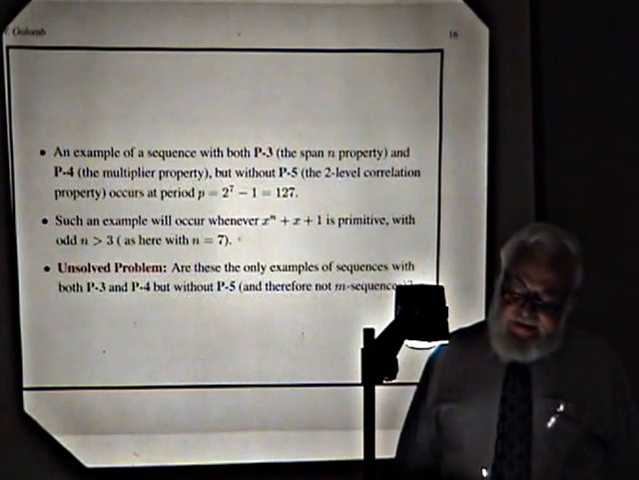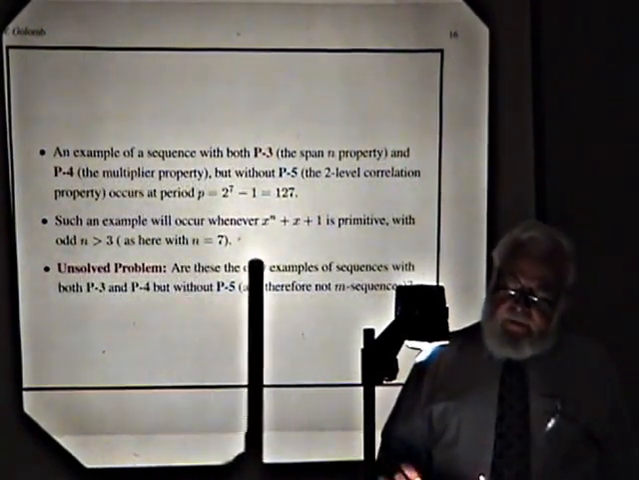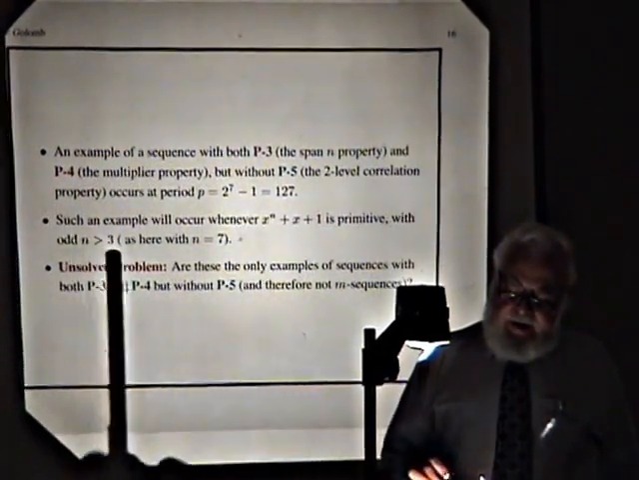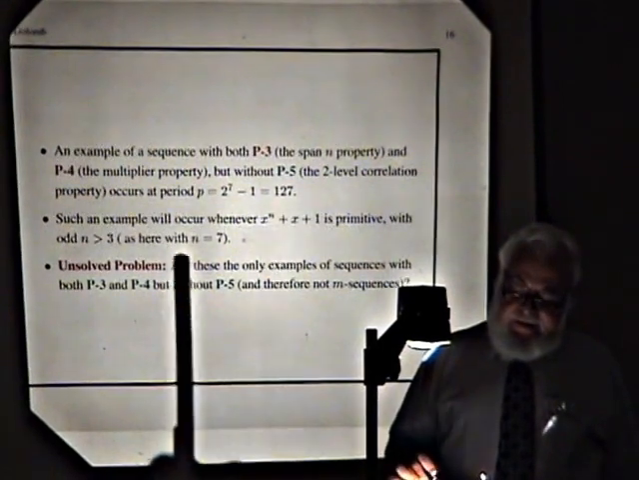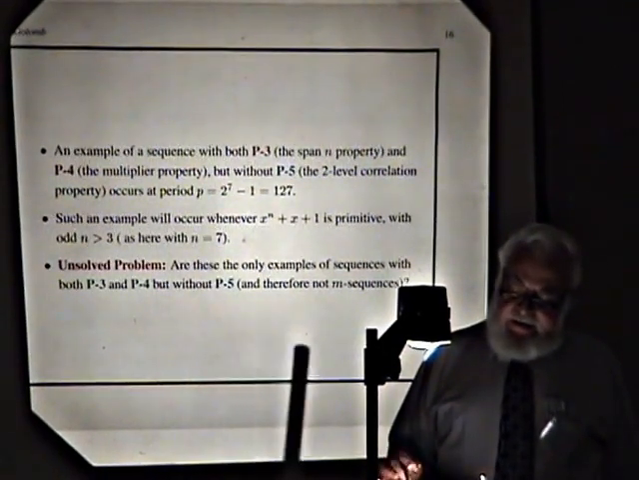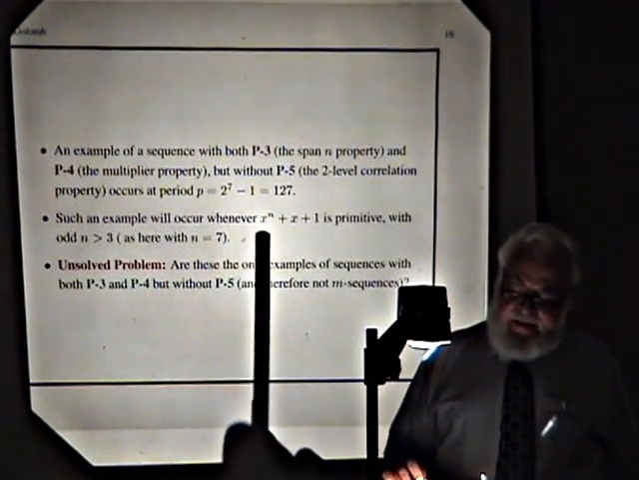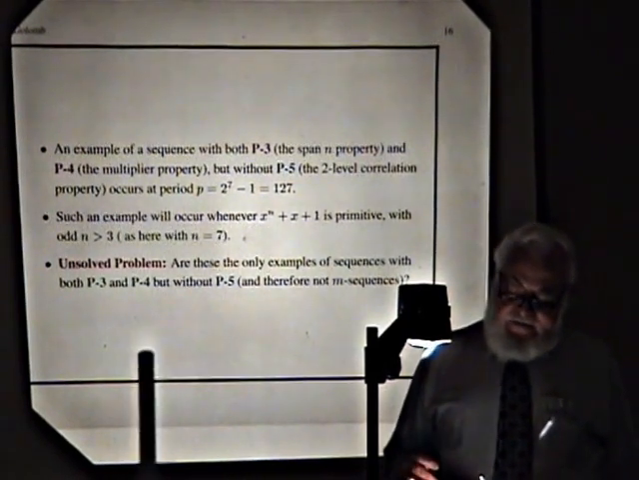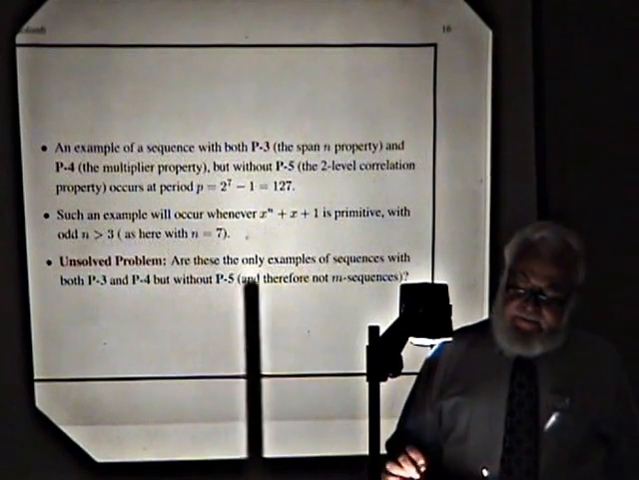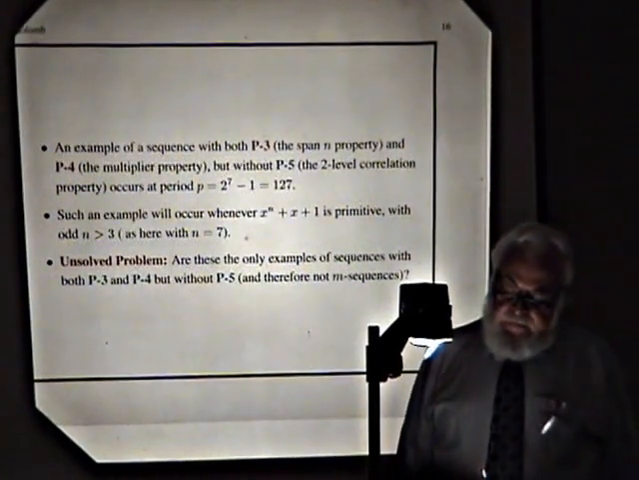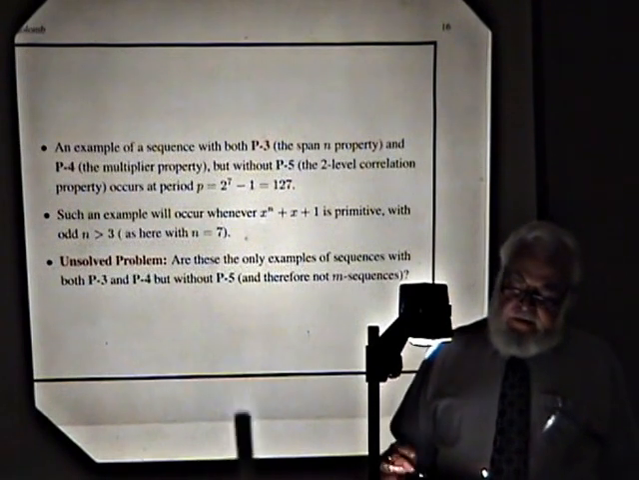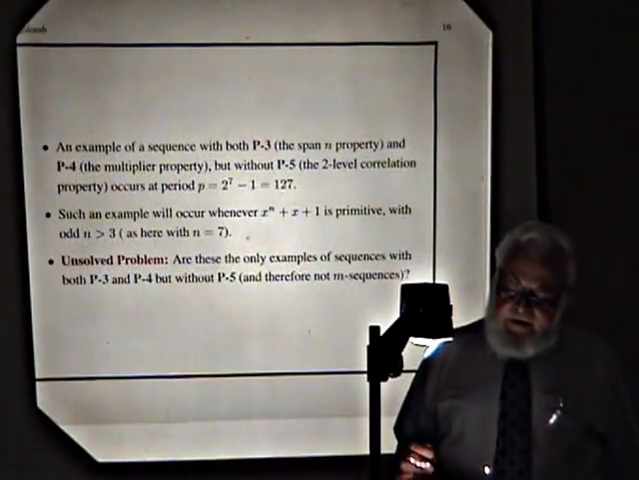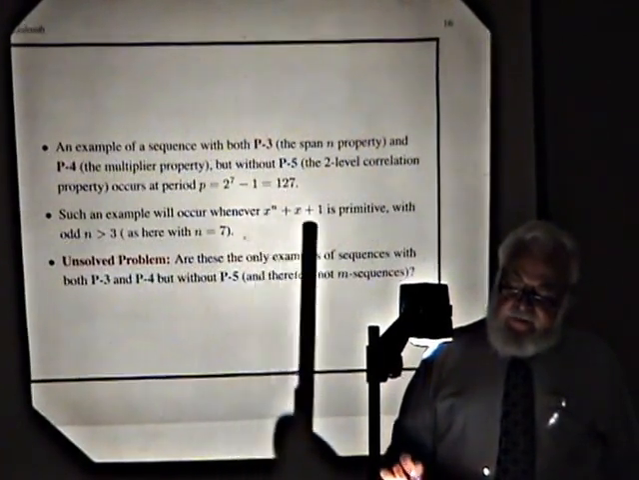ones. And in looking at the data, I realized that this would occur whenever x to the n plus x plus 1 is primitive with a degree n that's odd and greater than 3, and the first such case is n equals 7. So if my earlier conjecture that x to the n plus x plus 1 is primitive for infinitely many n is true, and in fact if infinitely many of those n are odd, then we would have infinitely many examples of this. What I don't know is whether there are other examples where you have the properties P3 and P4 but not P5, other than arising from this particular structure.